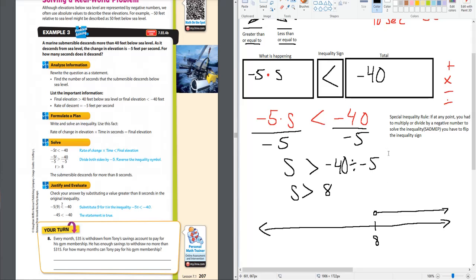So remember, when you're graphing, we start with the number. We make a circle based on what kind of sign it is. In this case, we needed an empty circle to show that we're starting at 8, but we're not including 8. And then it says S is greater than 8. So all the numbers greater than 8 are on the right of 8. Remember, the number line goes bigger as you move to the right, smaller as you move to the left. So if it's greater than 8, you're moving to the right.